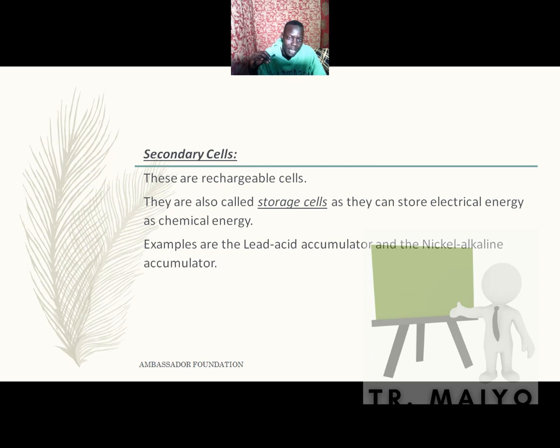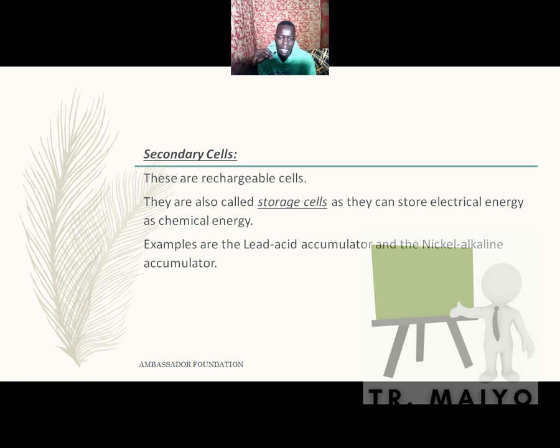Now let's look at the secondary cells. They are rechargeable cells. They can also be known as storage cells. They can store electrical energy as chemical energy. Remember, chemical energy is the stored energy. You learned this in Science in Action class 7.